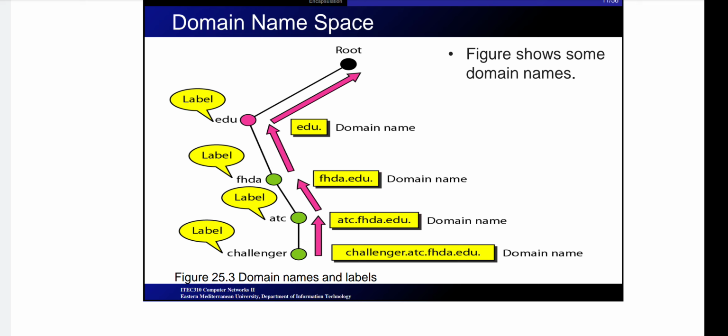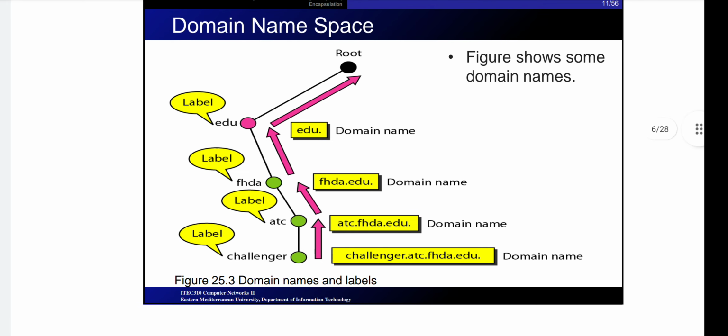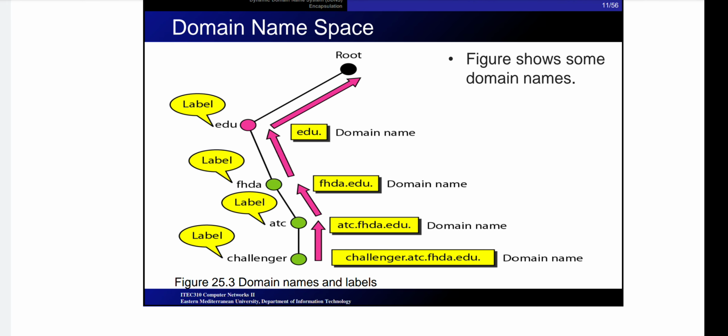This figure shows some domain names. First, the label root, then edu dot, is a domain name. Next, fhda dot edu is also a domain name. These are examples of the above explanation.